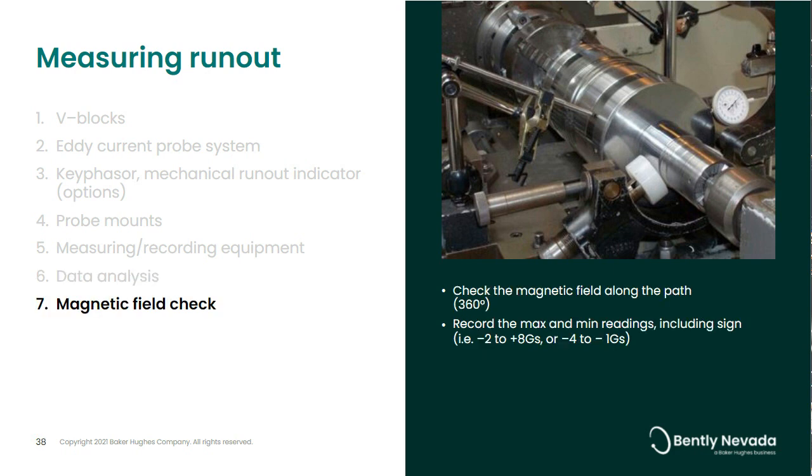And finally, if you've got the equipment, also do a full magnetic field check around the full circumference of the shaft, the whole 360 degrees. When you're recording this, make sure to include the maximum readings, including the polarity sign. So, -2 to +8 or -4 to -1 Gauss. Make sure you record that as accurately as possible.